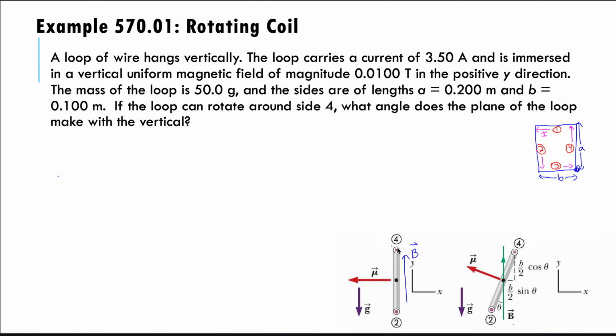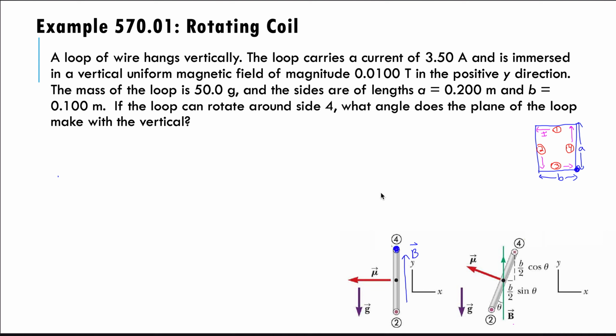And then the loop is also drawn here as viewed from side number 3, where side number 4 is on top, so the current is going into the page where side number 4 is, corresponding to this side right here. The problem says that the loop can rotate around side number 4, so we're going to consider this a fixed point. What angle does the plane of the loop make with the vertical?